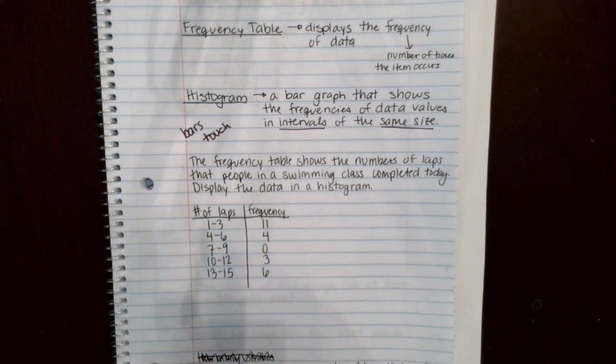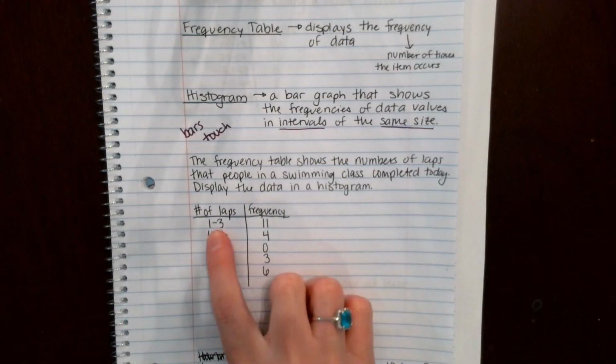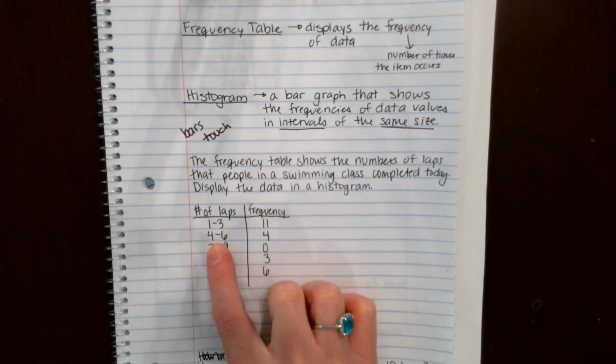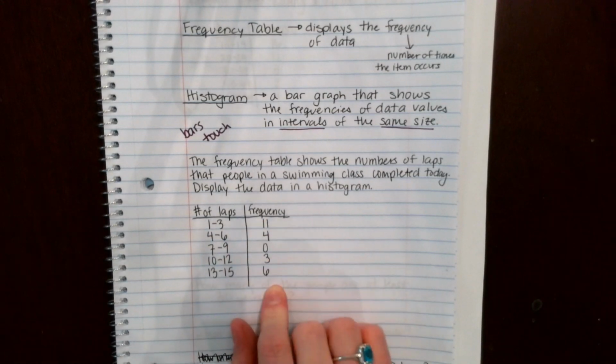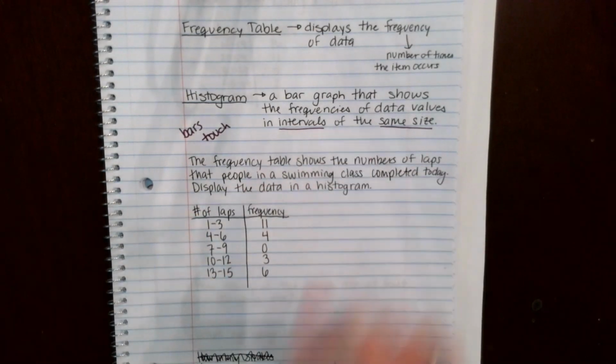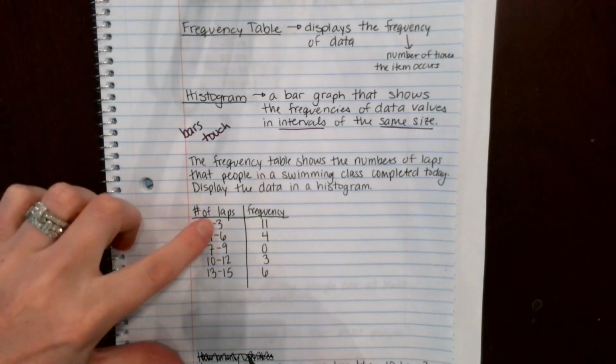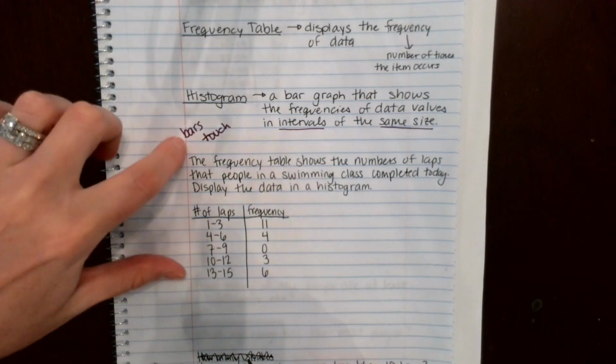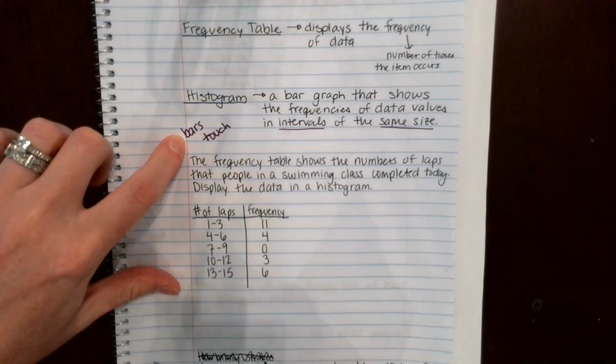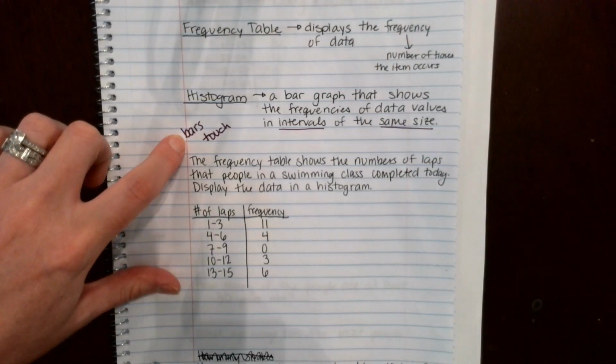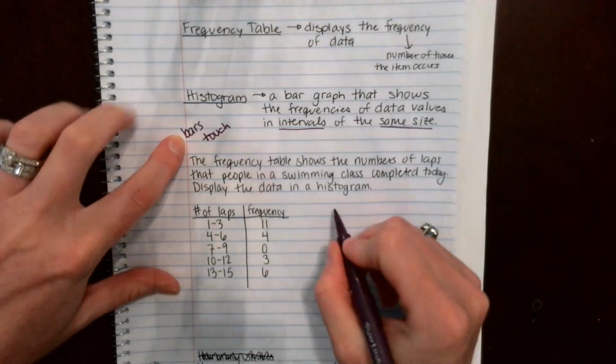So that's a frequency table. It displays the frequency of data. How often, how many people did 1 to 3 laps? How many people did 4 to 6? So this displays that. And now we can use this in a histogram, make a bar graph, and make sure that it has our intervals the same size and our bars are going to touch. So still following along as we make our histogram.